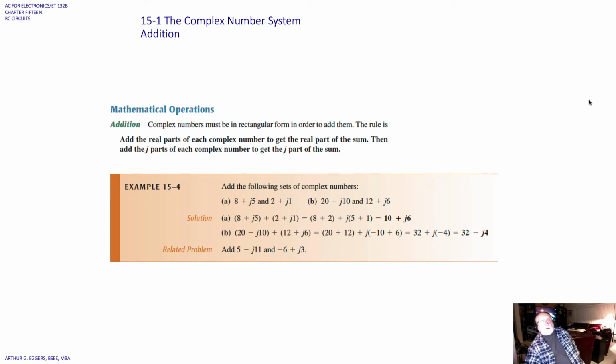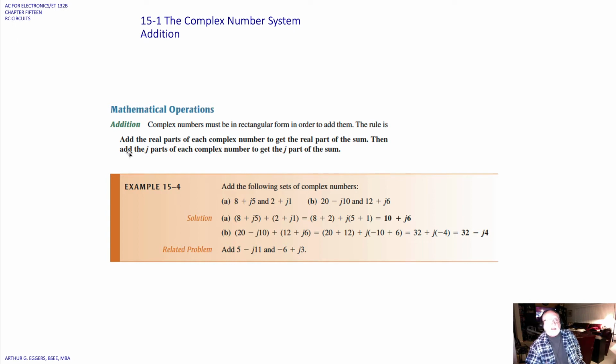So, mathematical operations. Let's look at how we add complex numbers together. Well, we do them by parts. You cannot intermix the real and the imaginary. So we have to add each part together separately. The complex numbers must be in rectangular form in order to add them.